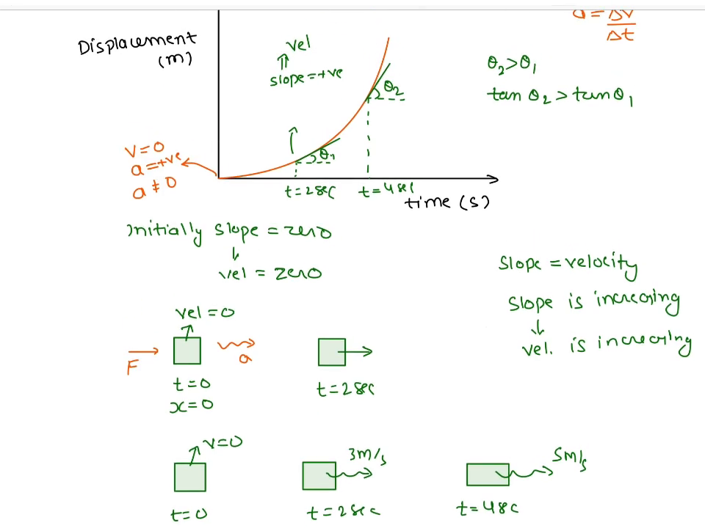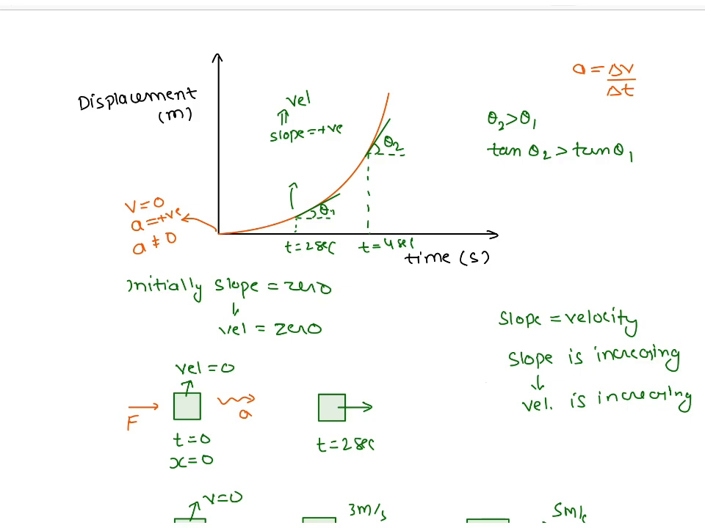So practically, what does this graph indicate? Assume that this is a car. So initially at rest, then you press the accelerator. So its velocity starts increasing. So this is the displacement time graph of such a case.